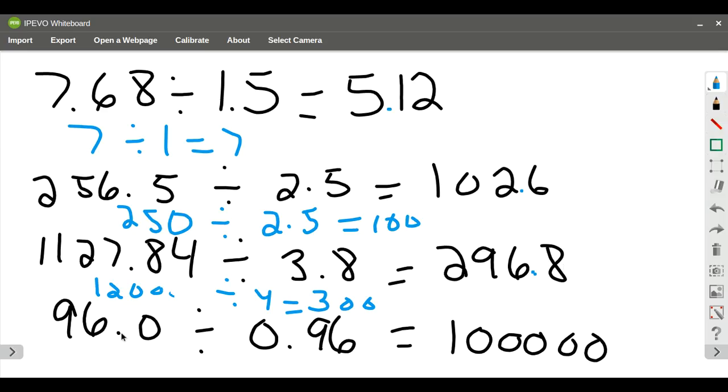Okay, 96 divided by 96 hundredths. Here, really, I'm looking at how many times I multiplied 96 hundredths to get to 96. I did one too many zeros. Let me erase that. It's going to be 100, so the decimal goes between the two middle zeros, because this is 100 times greater. Or if I look at it this way, how many times did I move the decimal over to get to 96? I moved it over 1, 2, that's 100. So my quotient is going to be 100.